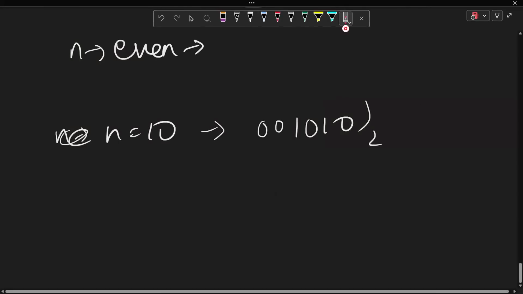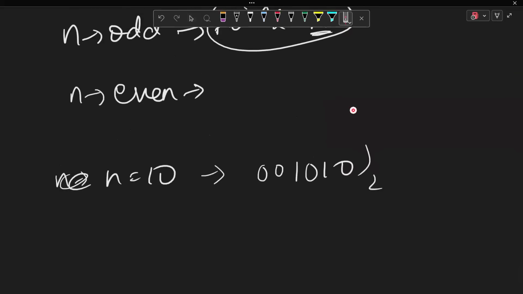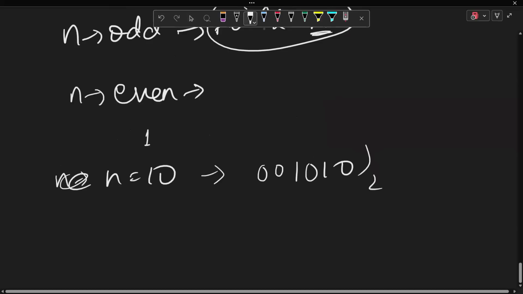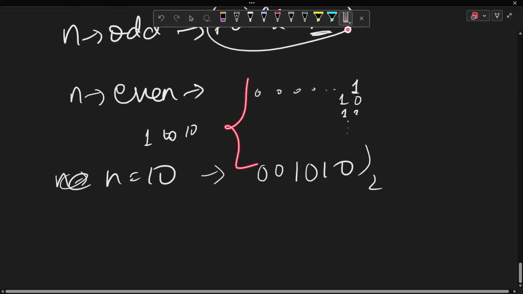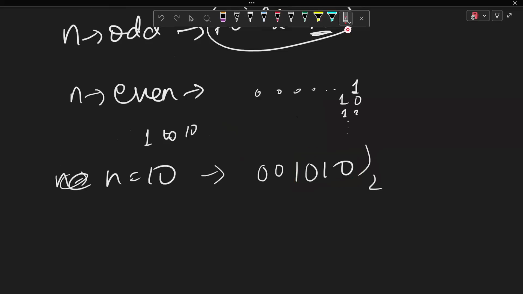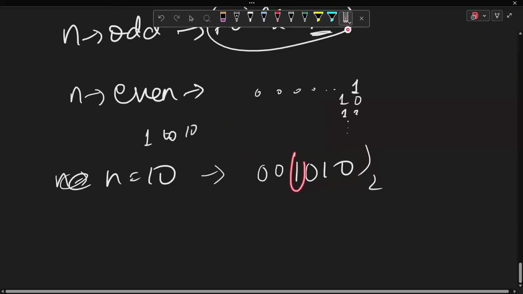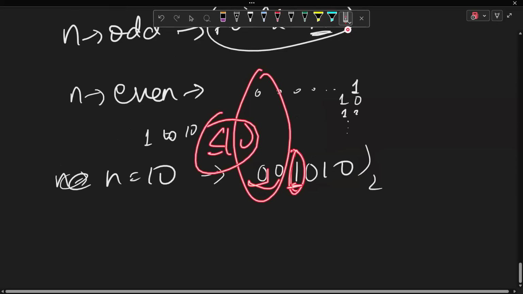For n equal to 10, you would have numbers from 1 to 10. So 1 is 00001, then 2 is 10, 3 is 11, like that. Now, all these numbers at max would have some value in these first 4 bits. The highest set bit in 10 is this fourth bit, and after that these bits would be unset for all the numbers less than 10, that you know for sure.